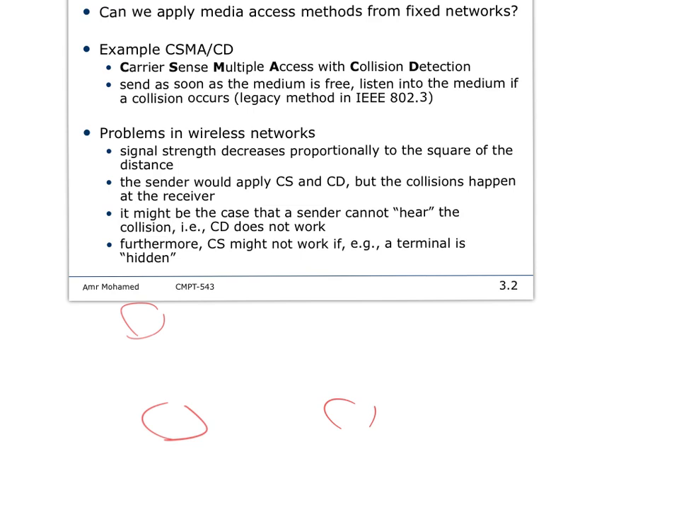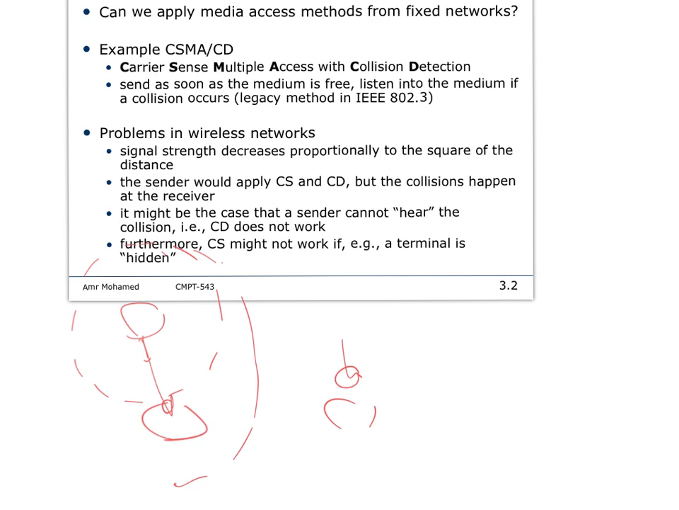We will talk about the phenomena of the hidden terminal problem and the exposed terminal problem, which are exclusive to wireless. If a node tries to send, sometimes another node cannot hear that. For example, if this node is trying to send, there is a transmission range, and this other node may not actually hear that. That's a very big problem in wireless.